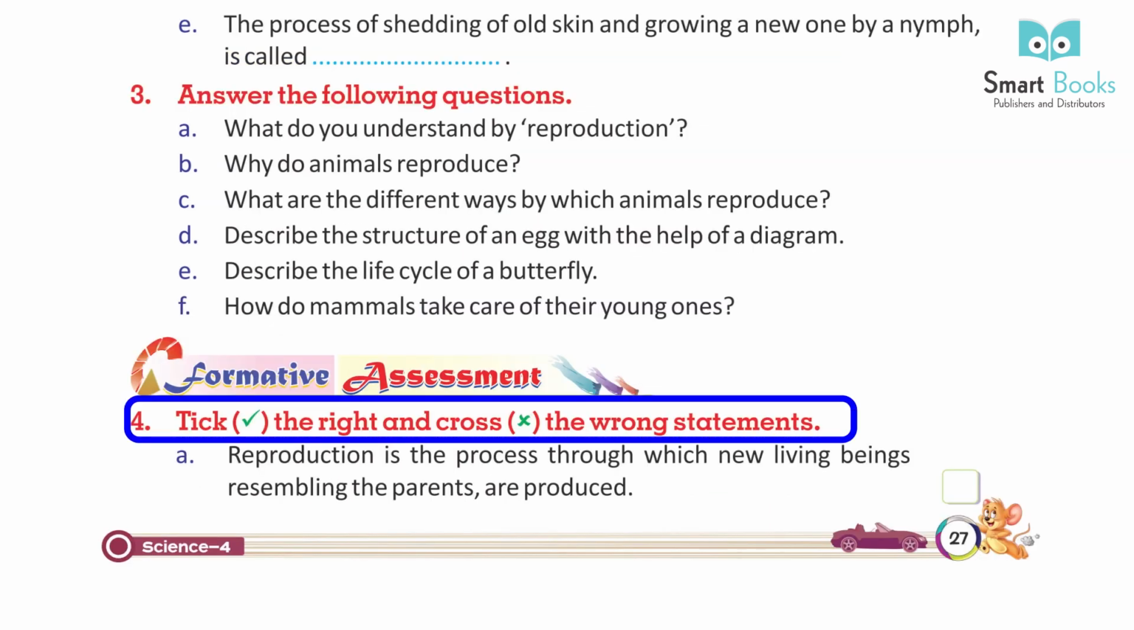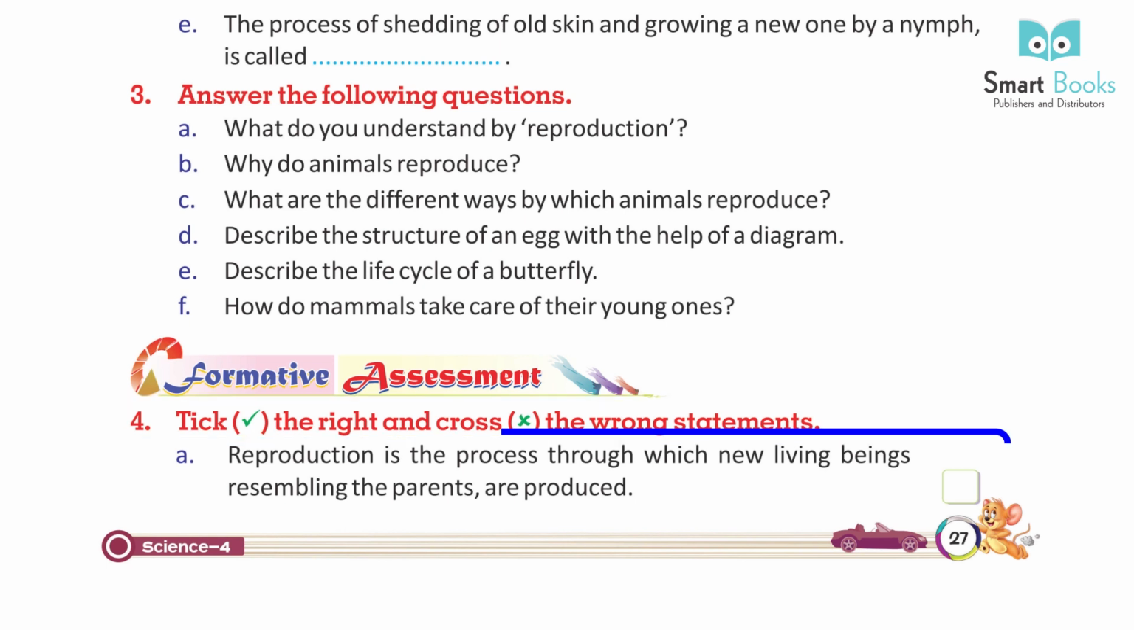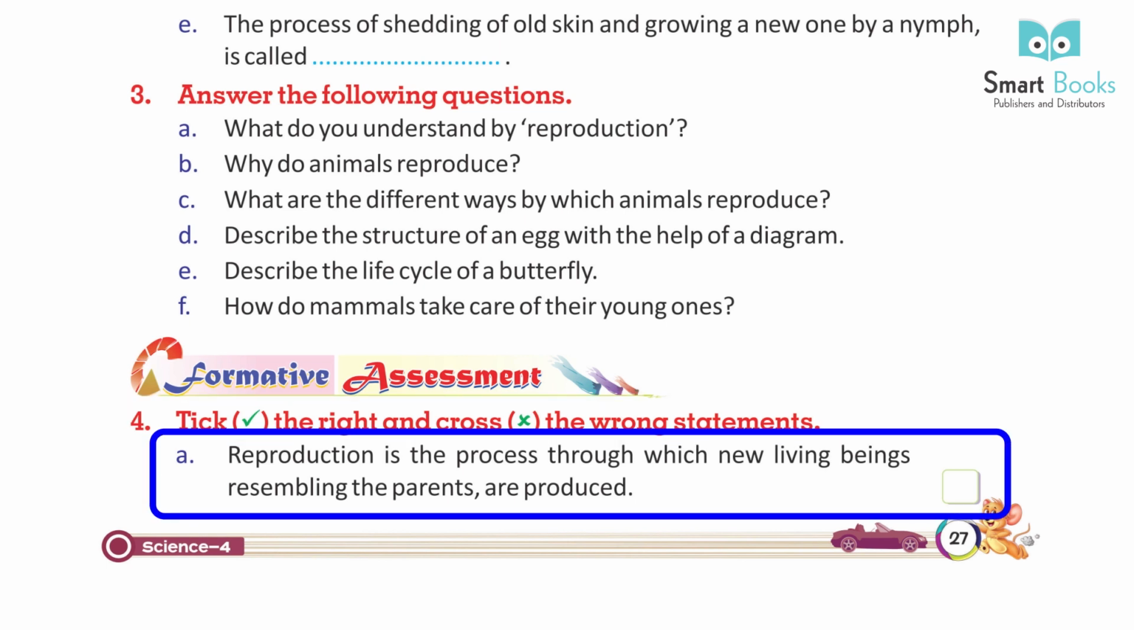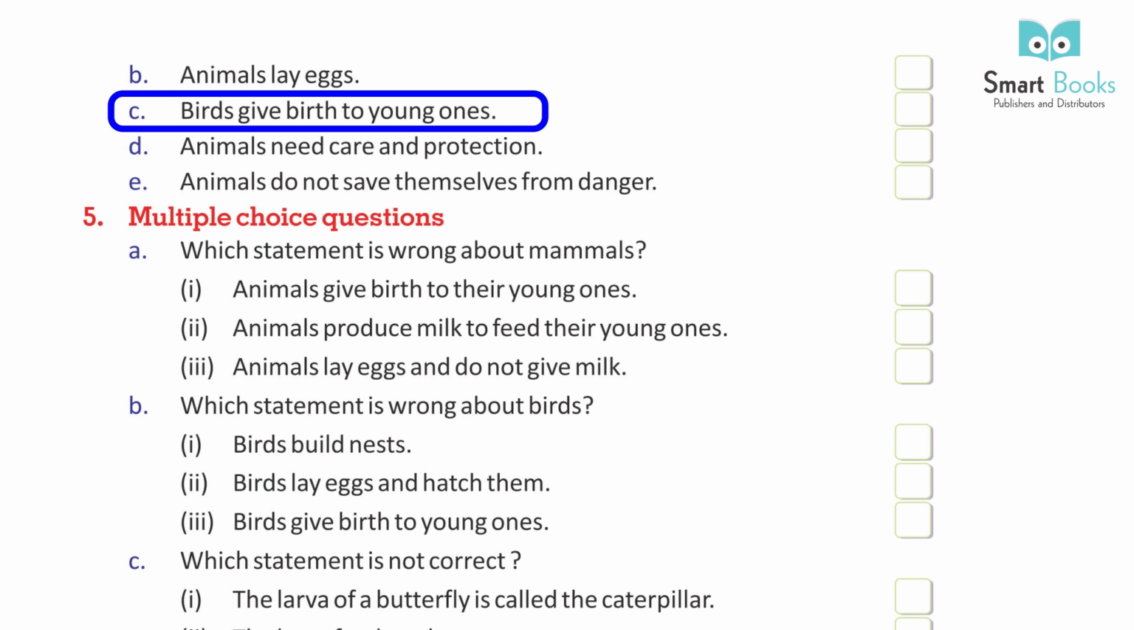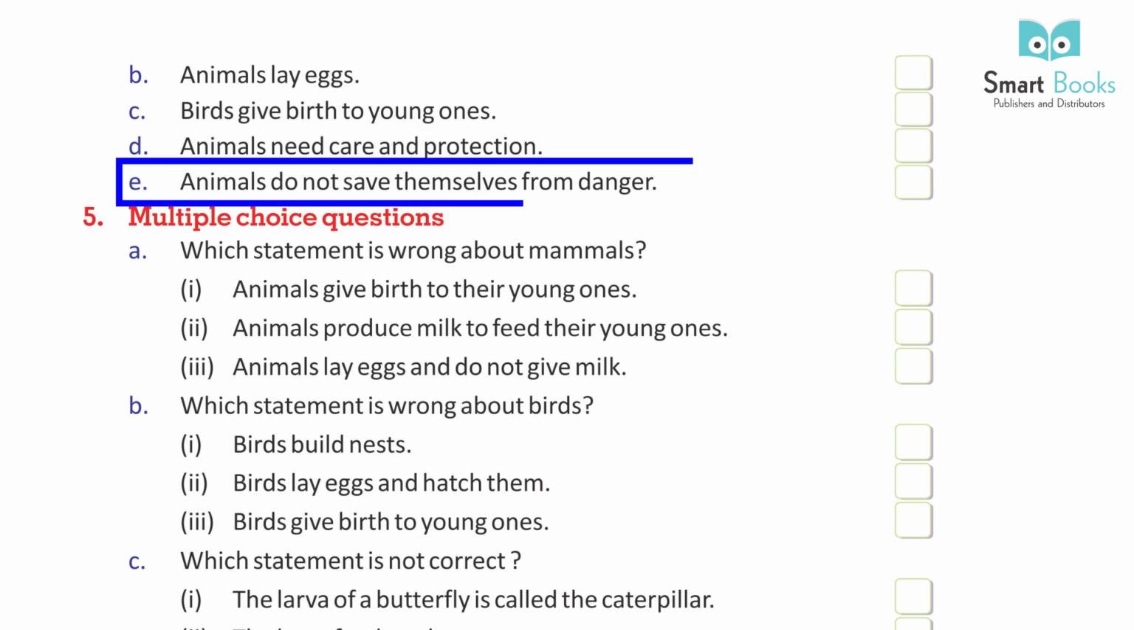4. Tick the right and cross the wrong statements. A. Reproduction is the process through which new living beings resembling their parents are produced. B. Animals lay eggs. C. Birds give birth to young ones. D. Animals need care and protection. E. Animals do not save themselves from danger.